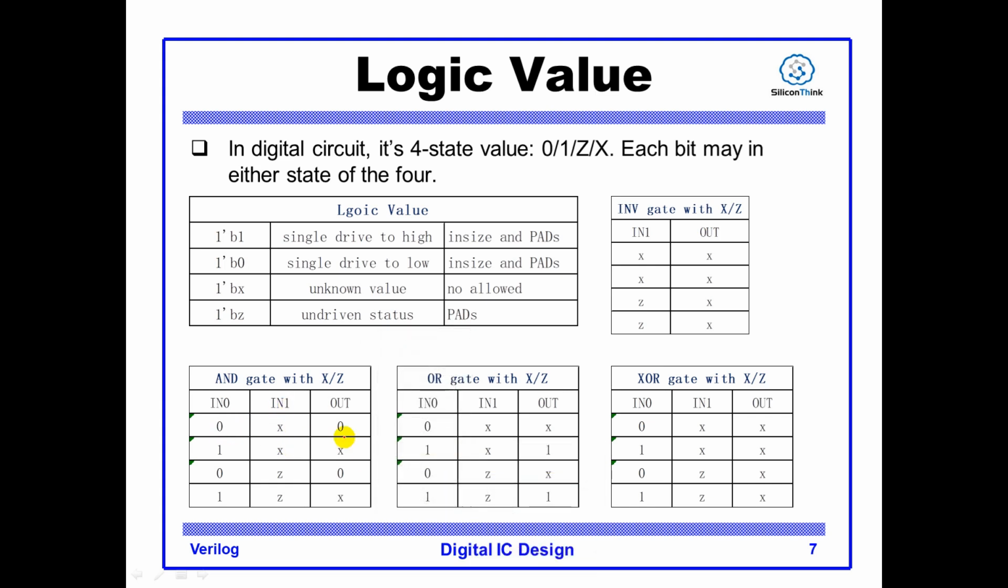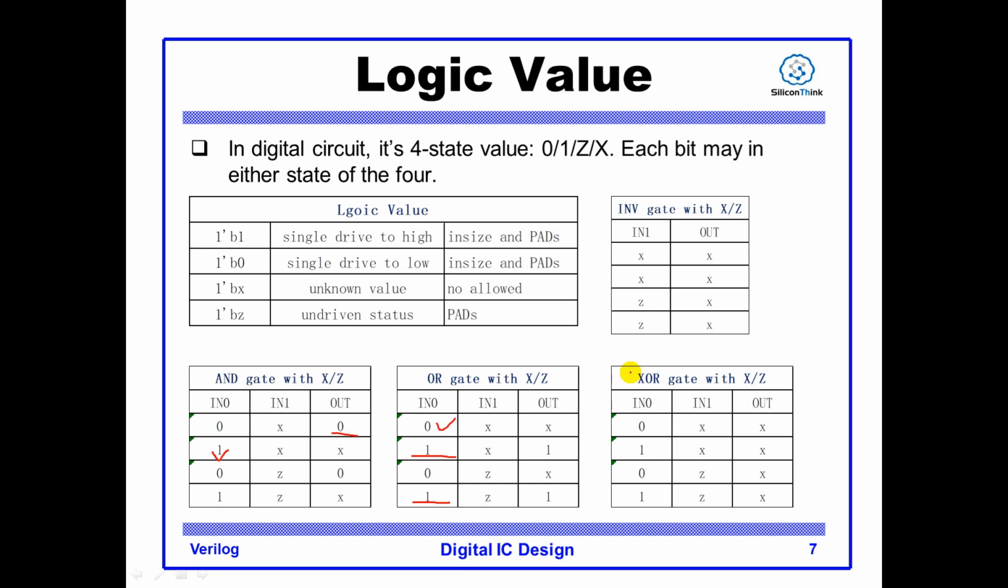Any value ANDed with 0 will yield 0. But if one input is 1 and the other is X or Z, you can't decide if it's 1 or 0. So if you can't decide, the output will be denoted as X. And for the OR gate, if one input is 1, the output must be 1, no matter whether the other input is 0, X or Z. But if one input is 0 and the other input is X or Z, the output will be X.